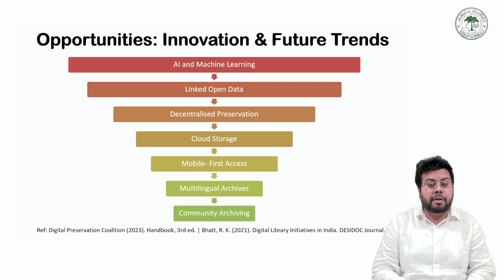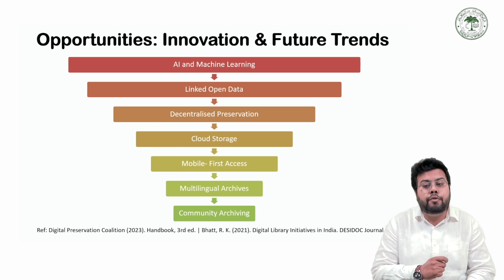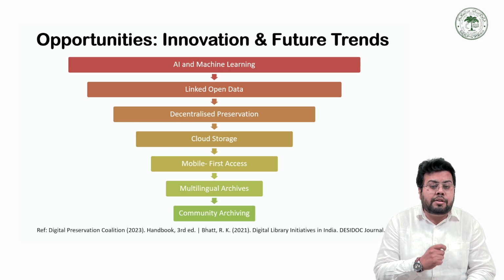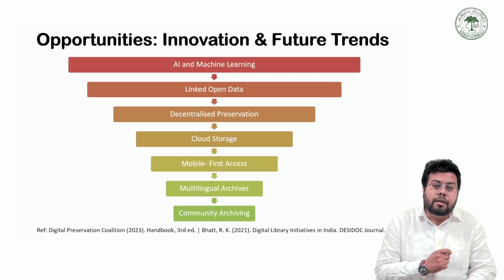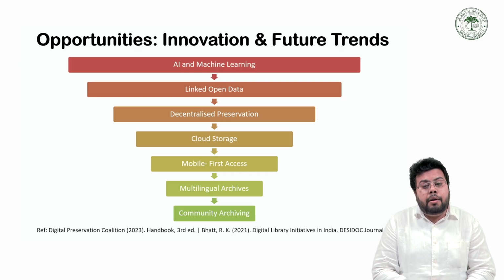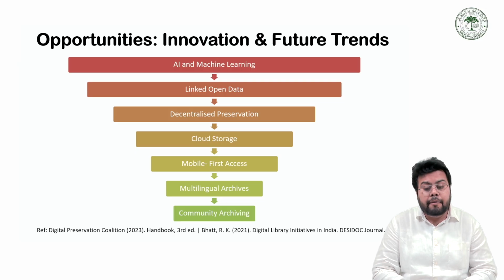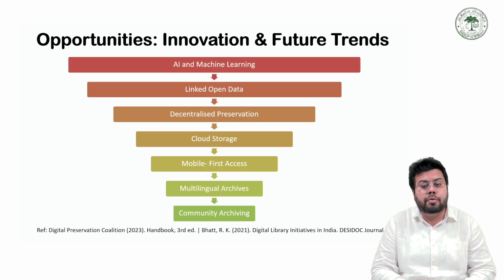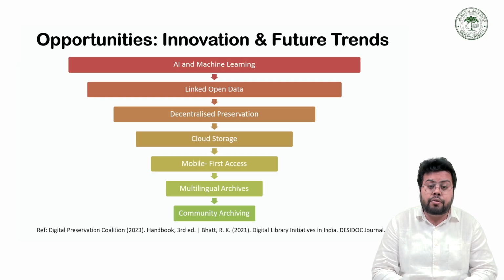Then we have mobile first access. It simply archives optimized for smartphones so rural students in India can access resources. And then multilingual archives. It's simply growing efforts to archive and provide access to content in all 22 official Indian languages. So these are the trends that are actually running in India, specifically for the rural students, so that they can simply access the resources, even in 22 official languages. Which is phenomenal.